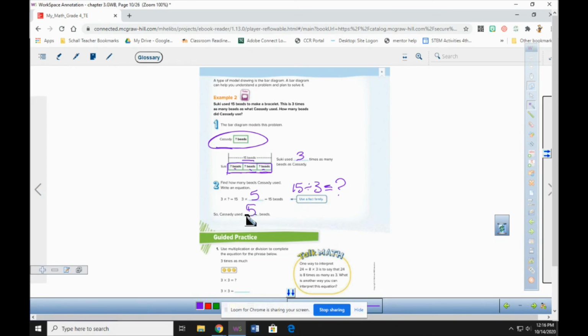Guided practice. Use multiplication or division to complete the equation for the phrase below. 3 times as much. And then they gave us 3 yellow dots in the box. 3 times as much tells us that we are doing multiplication, not division. 3 times that box. So if we were to draw that box 3 times, 3 times 3 would give us 9.